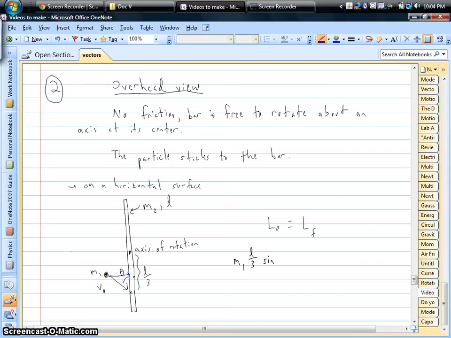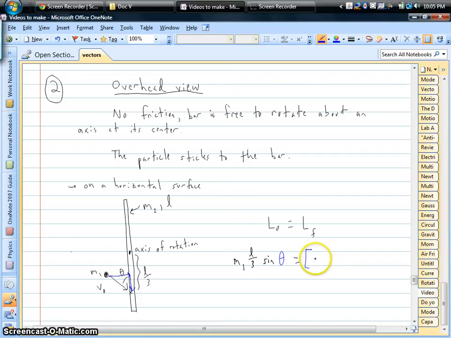So part of your motion is going perpendicular to the stick. Part of your motion is running parallel to the stick. That doesn't do anything to help the rotation. So we're going to make use of the sine of that angle right there to pick out that perpendicular piece. Okay, and the stick is sitting still. Now afterwards, if the particle sticks to the bar, everything's going to be spinning, so we need that combined inertia.